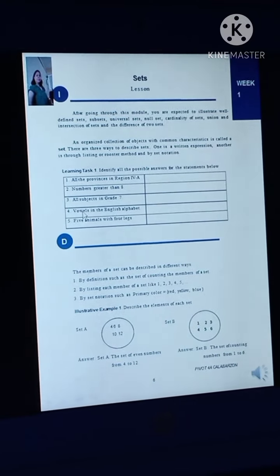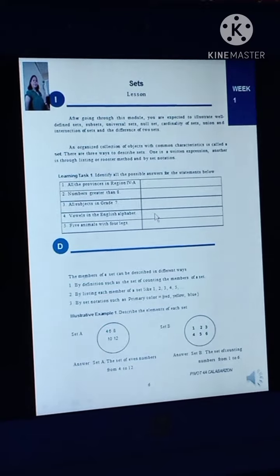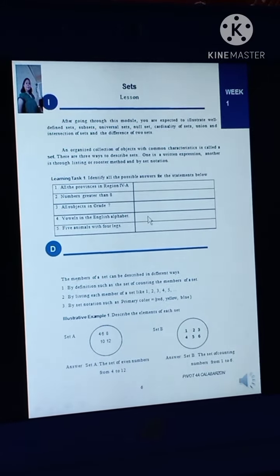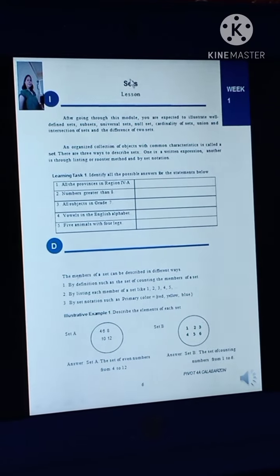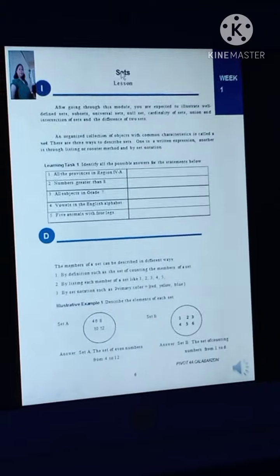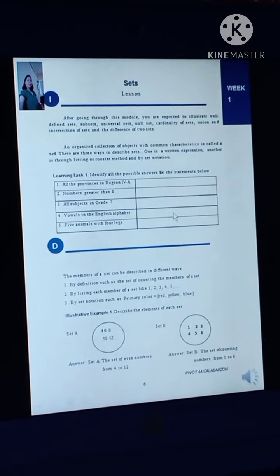Next, number 4, vowels in the English alphabet. So, what are those vowels? How many vowels will we have? 5. So, for example, in the word sets, the only vowel here is the letter E. So, it's up to you to write them here in order.